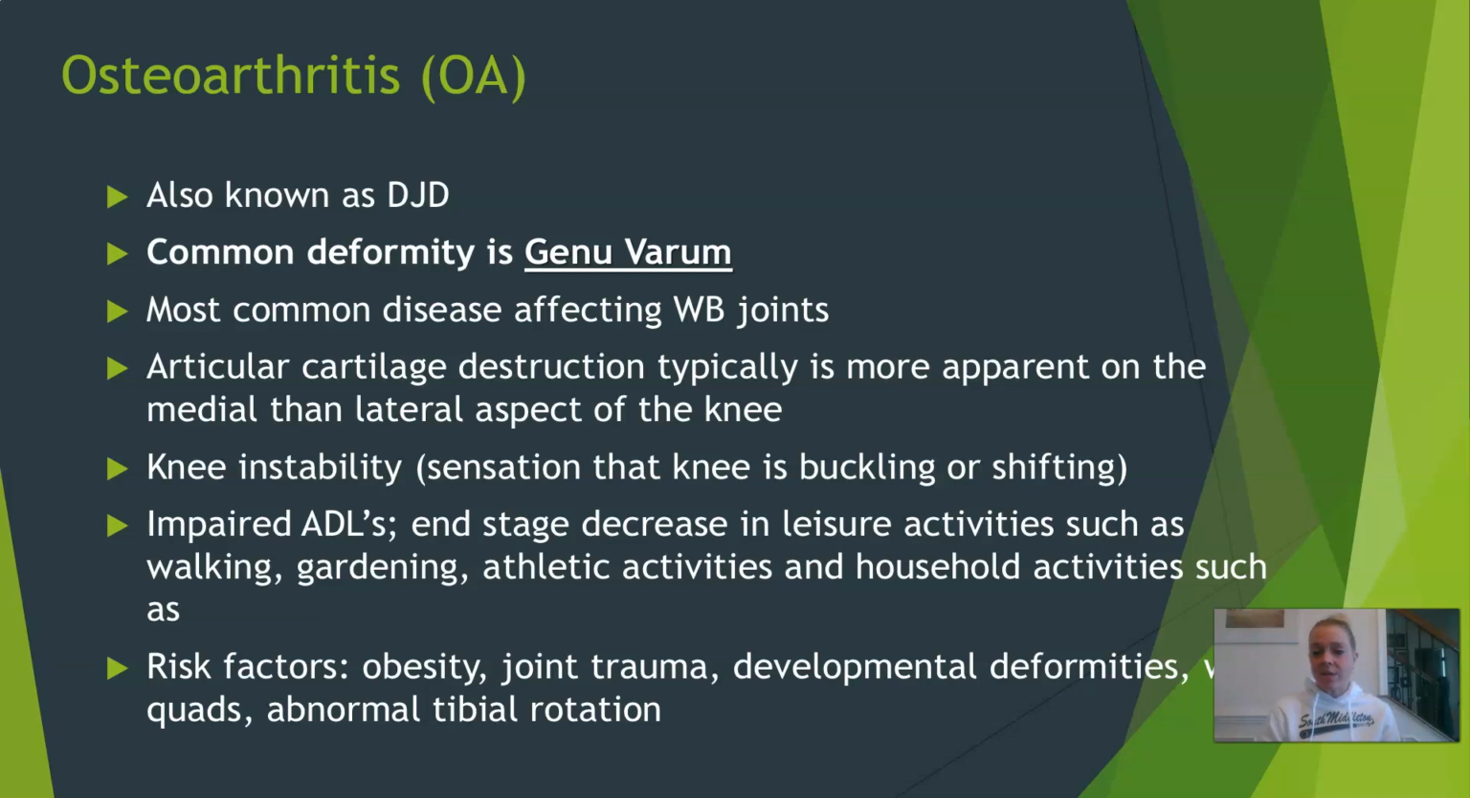Risk factors for osteoarthritis are the same as we've always talked about. So obesity, previous joint trauma to that knee, any developmental deformities, weakness in the quads, and abnormal tibial rotation. So any abnormal alignment can cause increased wear and tear on the knees.